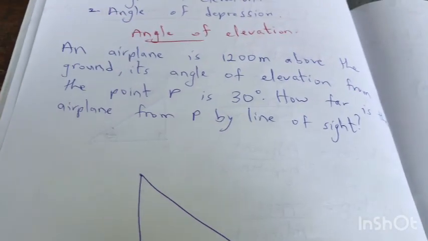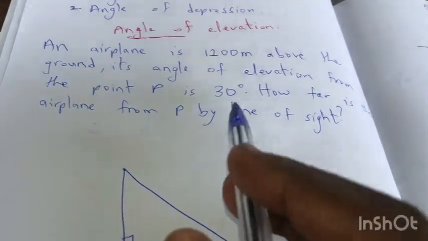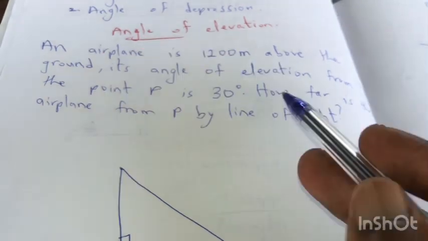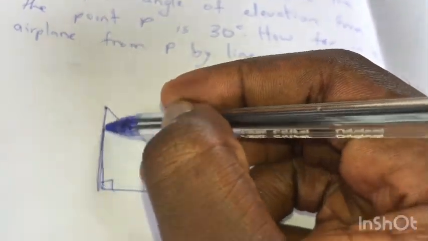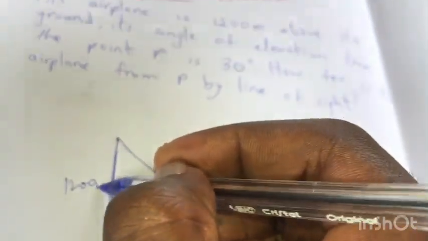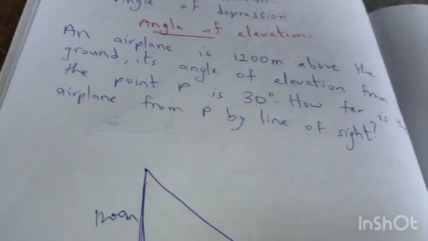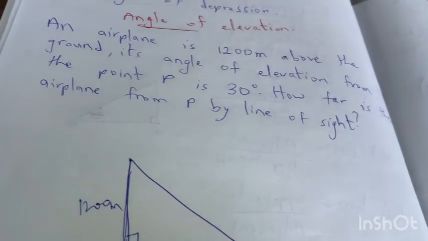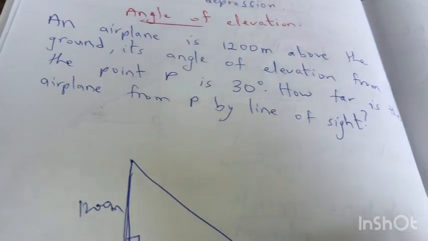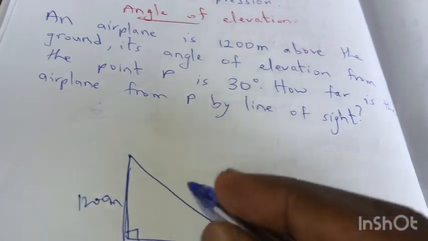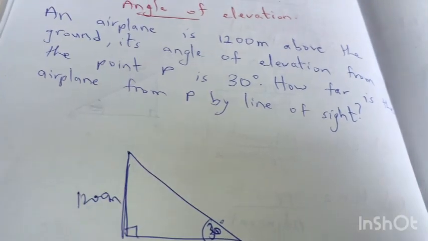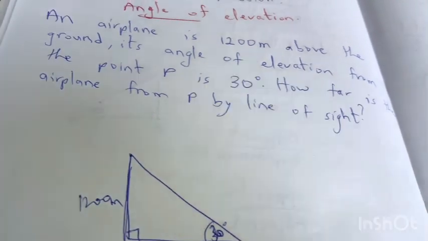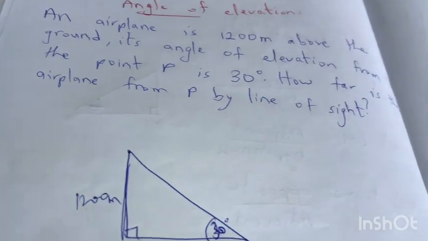He said an airplane is 1,200 meters above the ground. So above the ground is the height, 1,200 meters. Its angle of elevation from the point P, let's say this is my point P, looking upwards, is 30 degrees. How far is the airplane from P by line of sight?